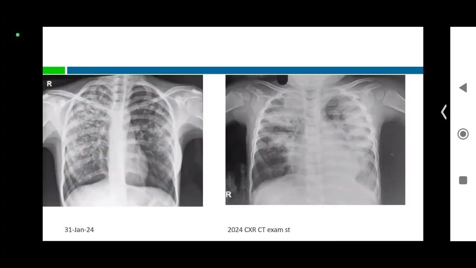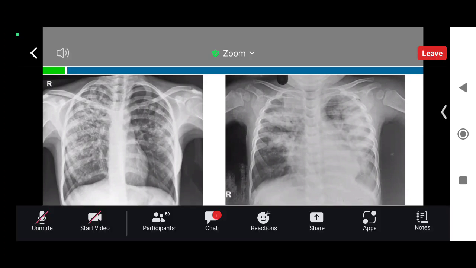Now we look at the lung parenchyma. Yes, any takers for this? Please answer. Yes, fibrosis is there. Multiple fluffy lesions are there, sir. Very good. Diagnosis is tuberculosis.